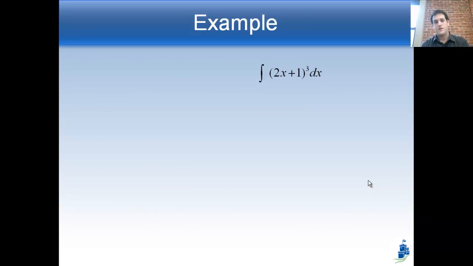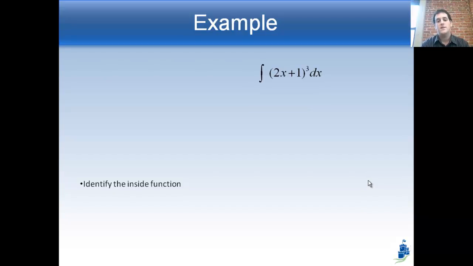So here we go. Let's do the first one. In this case, instead of just having plain old x cubed, we have the integral of (2x + 1) cubed, all in parentheses. This is not just a plain old x, and that means that we probably need to use U-substitution. So the first step, if we realize we need to use U-substitution, is to identify the inside function.